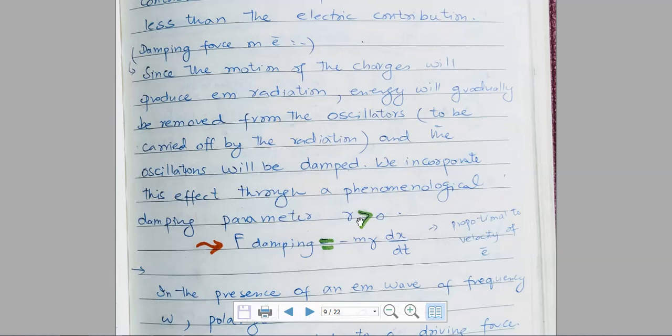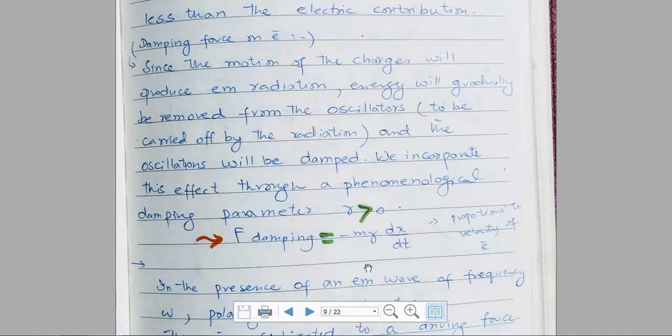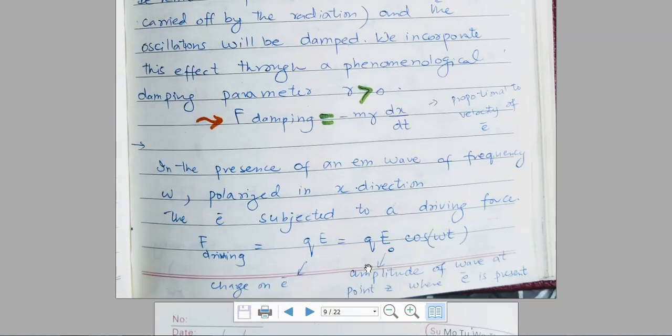Gamma is the damping parameter, and the damping force is written here as m into the damping factor, and this is the velocity. As you know, the damping force is proportional to velocity, and it should have the form m gamma dx by dt for this problem. In the presence of an electromagnetic wave of frequency omega polarized in the x direction, the electron is subjected to a driving force, and the driving force will be equal to qE, where E is the applied electric field.